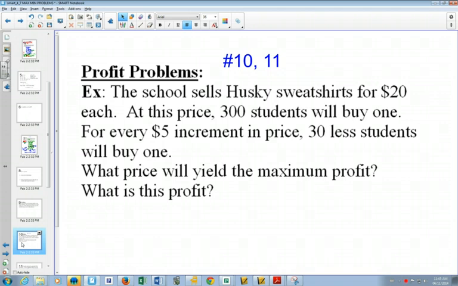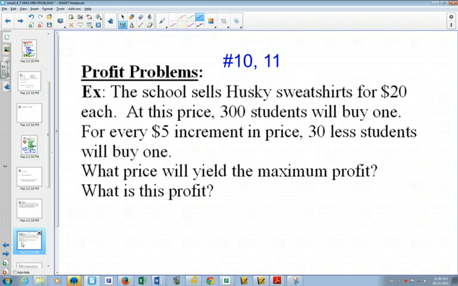So we're going to assume in this question, because it's going to ask for maximum profit, there's nothing in here that says how much the sweatshirts actually cost. So maybe the $20 is the profit. Maybe they've already figured that out. Or maybe they got them donated. So when they sell it for $20, they make $20 completely. So if we look at this, what we have to do now is create the equation.